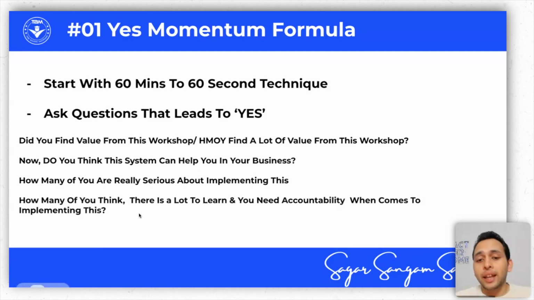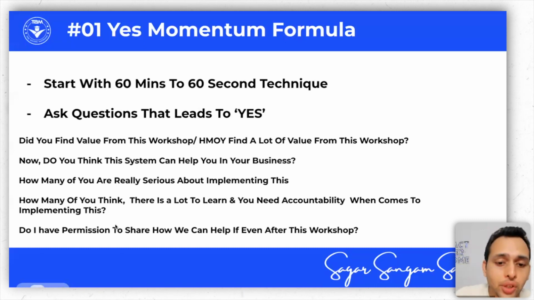And how many of you think there is a lot to learn, or there might be a lot of challenges during the implementation, and for that you need an accountability system? I'm asking 3-4 questions, but at least 2 questions are the minimum that you should have written before your workshop, so that you can ask them. I've done hundreds of workshops. This is the yes momentum formula. So you get 4 yeses before you ask the last question.